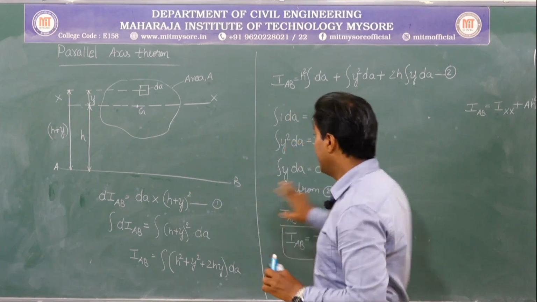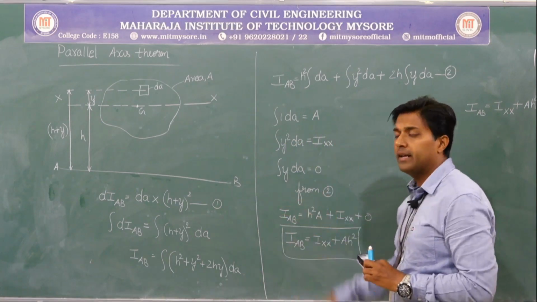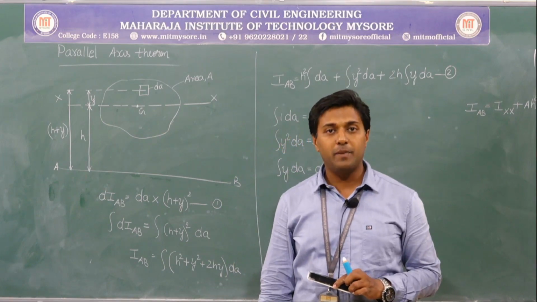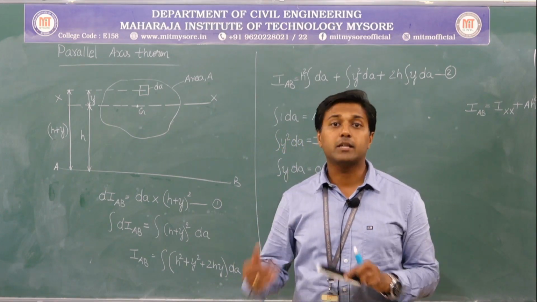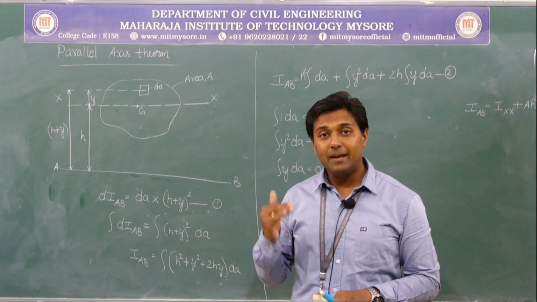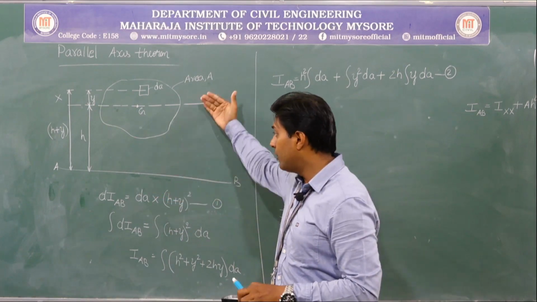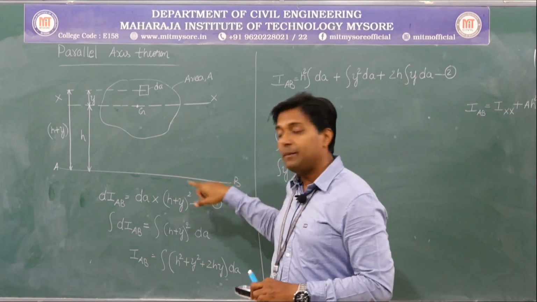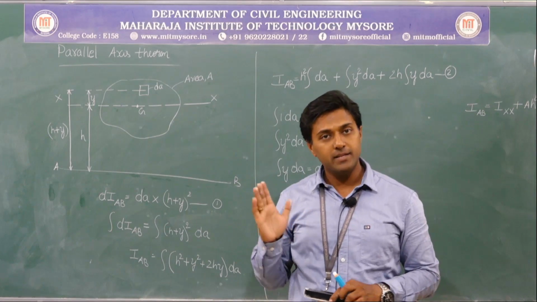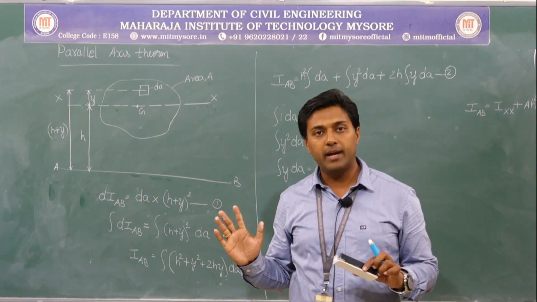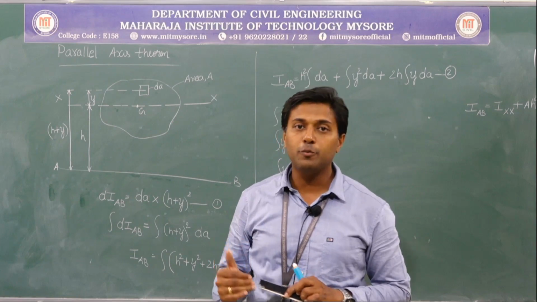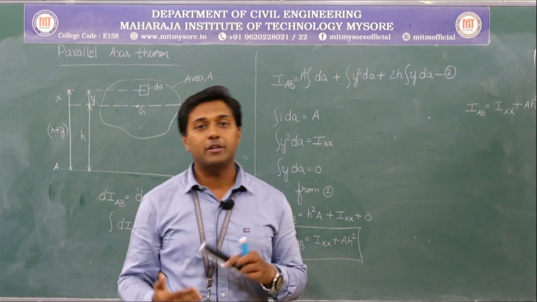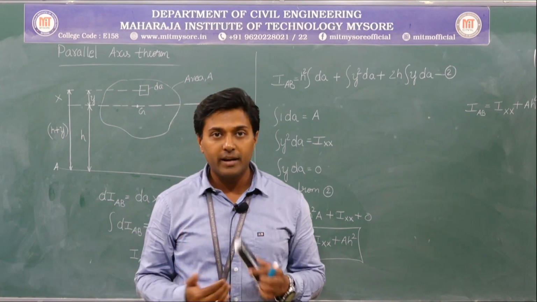Now next we have derived one more, the perpendicular axis theorem. What is that? Izz is equal to Ixx plus Iyy. Next, parallel axis theorem. IAB, if I want the moment of inertia about a plane, that is IAB is equal to Ixx plus AH square. These are some of the derivations that I want you people to remember. So now let me proceed with some more derivations. So what are those?